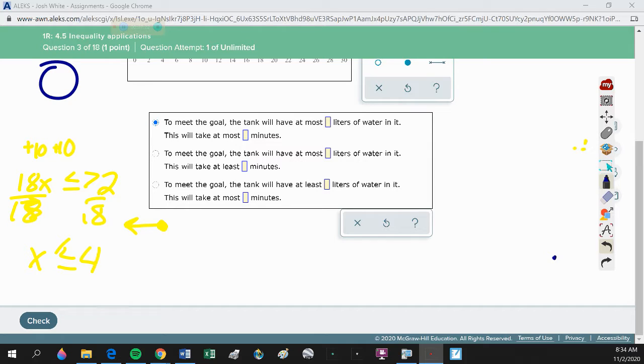So to meet the goal, the tank will have at most 62. So it's either this one or this one. This will take at least... it's got to be this one, 4 and 62. Could it take longer than 4 minutes? Well, if she splashes out water, then yeah, it would take a little bit longer. So I think the answer is the middle one, 62 and 4.